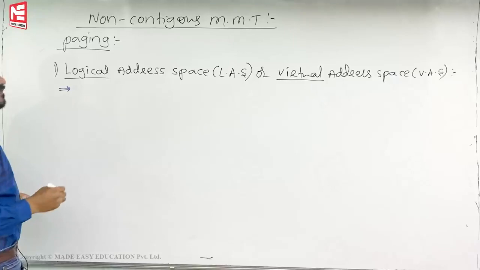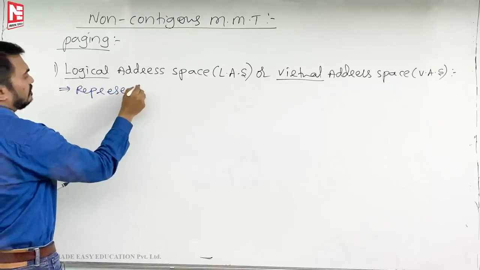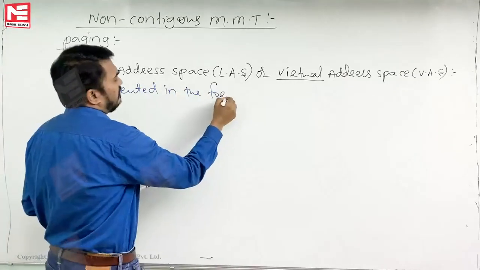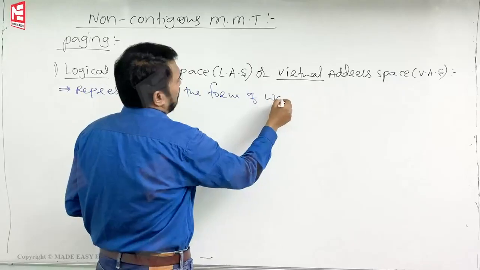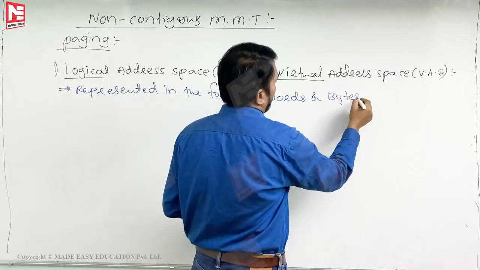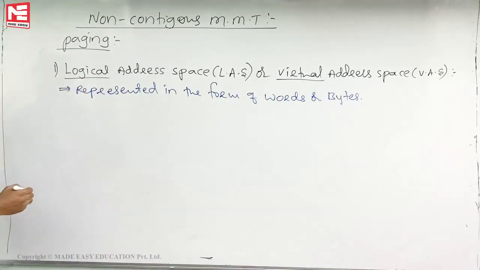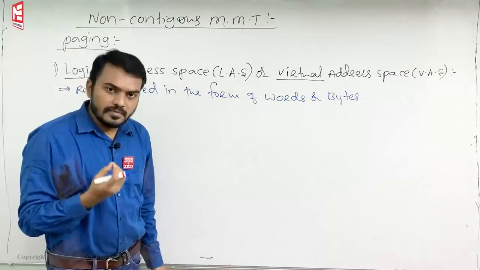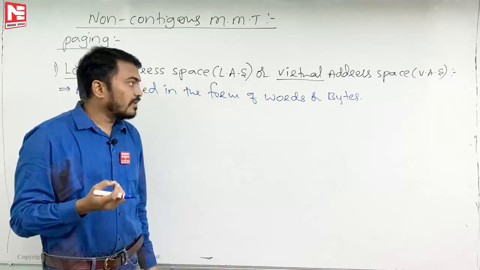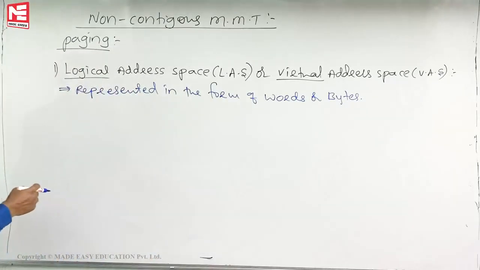Next, coming to the logical address space or virtual address space, remember this is represented in the form of words or bytes. What does this mean? If it is a word addressable memory, you represent it in the form of words. If it is a byte addressable memory, you represent it in the form of bytes. Copy it, take the running notes.